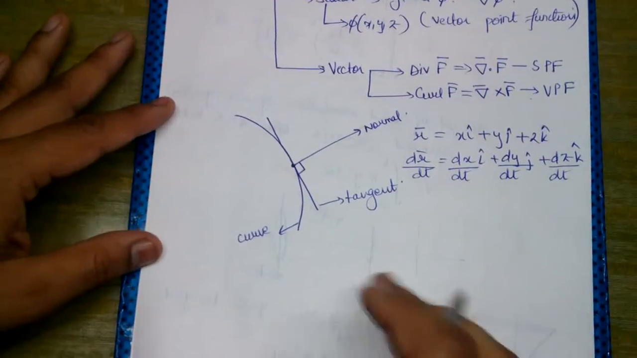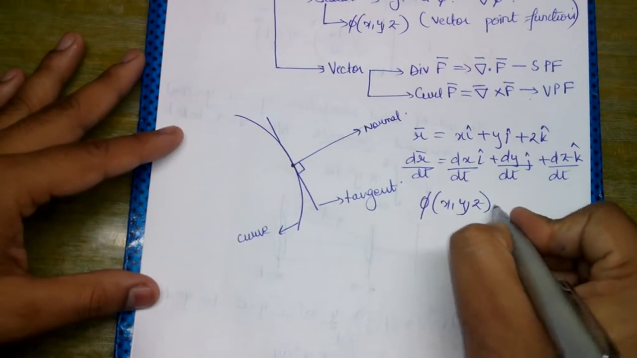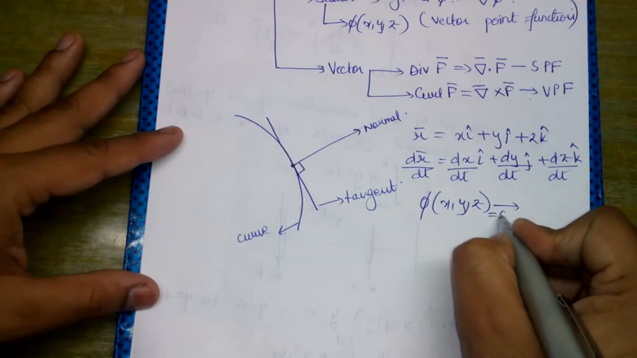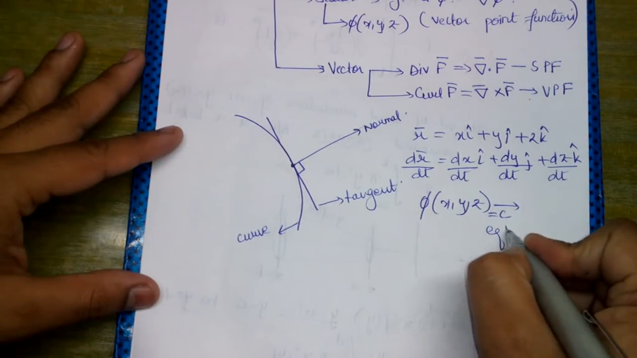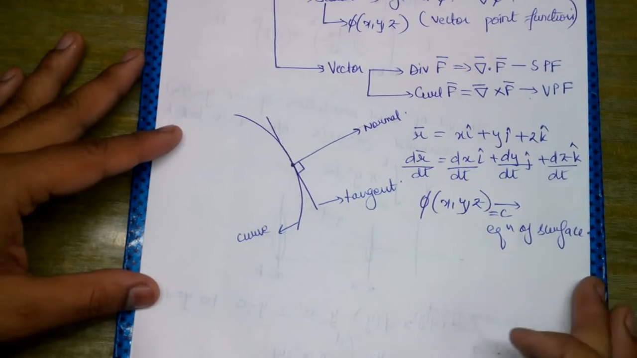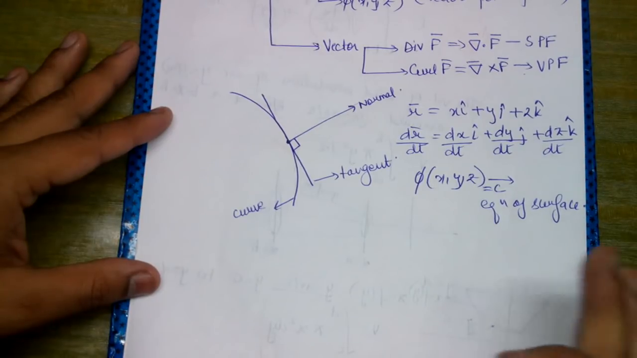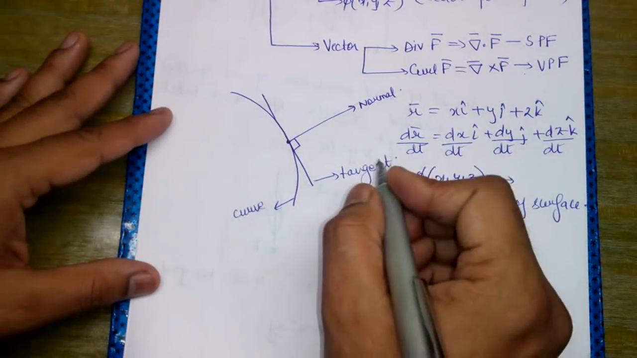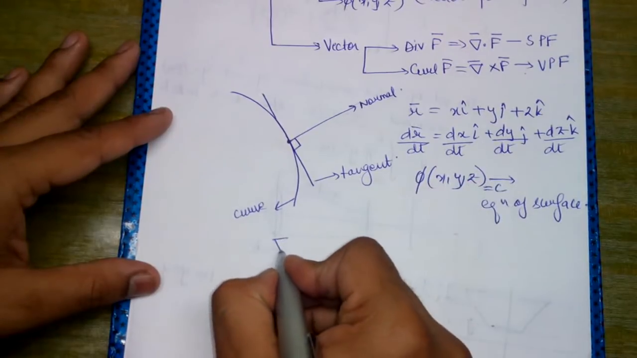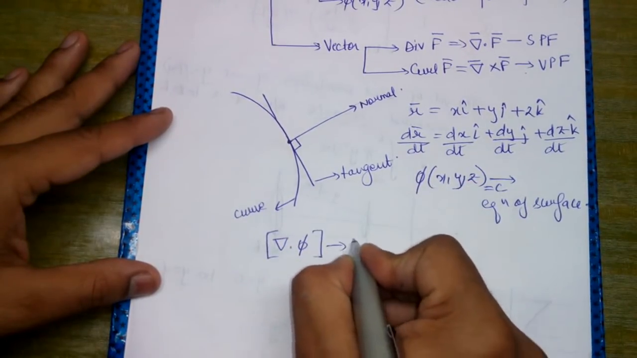And if phi of x, y, z is given, then phi equals c represents the equation of a surface. This is the equation of the surface. So the normal is actually represented by nabla phi. This is nothing but the normal.